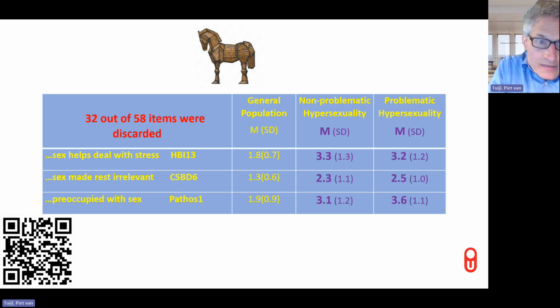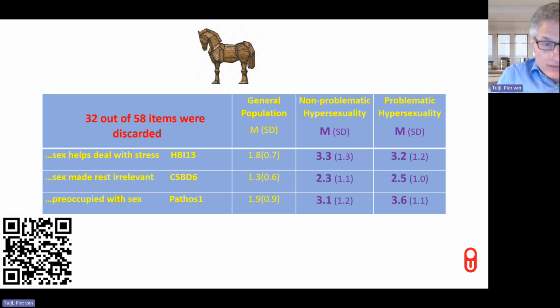So here we see them back. Sex helps deal with stress. Sex made the rest irrelevant, preoccupied with sex. And we see that they don't show any higher means in the problematic compared to the non-problematic hypersexual group. So they don't work. These items don't function as they should. They don't distinguish problematic and non-problematic hypersexuality, but they should, because that's the purpose of that questionnaire. The items that we showed are content valid. They do cover the subject of sex addiction, but they are not Q valid. And therefore, how to put it nicely, you might prefer other items.